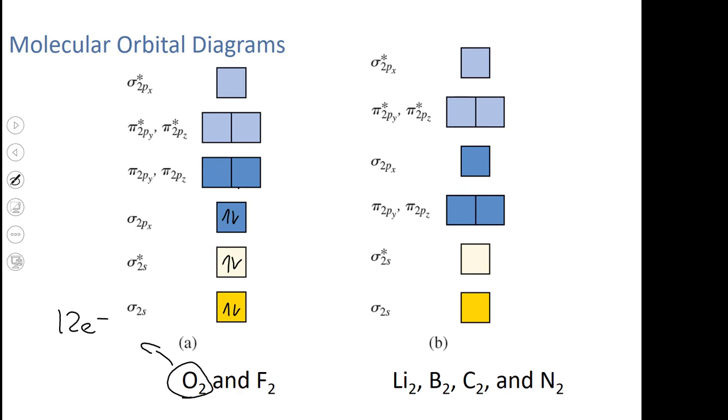So each one gets 2. 1, 2, 3, 4. How many am I up to now? 10. How many electrons do I have left? 2. So are they both going to go into the same thing here? No. 1 each. Am I done? Yes, I'm done. Now here's what's so important about this. Where's my pen? I'll circle it right here. What are those things? Those are unpaired electrons.